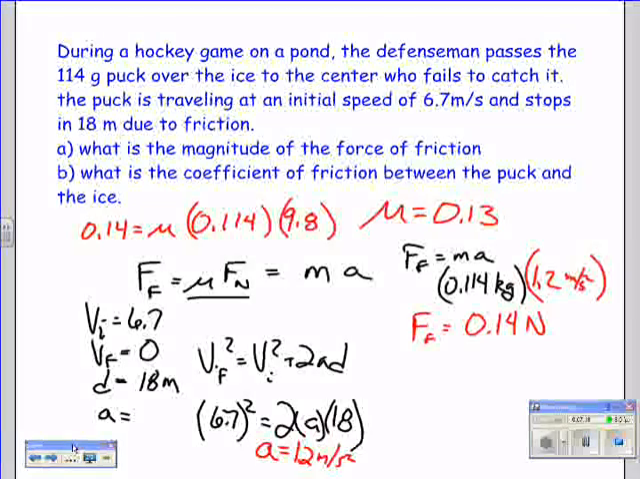Now, what are the units on the coefficient of friction? Doesn't have one. Why doesn't it have one? Because it's force divided by force. Newtons divided by newtons, they cancel out. Coefficient does not have one. Most coefficients don't have units.